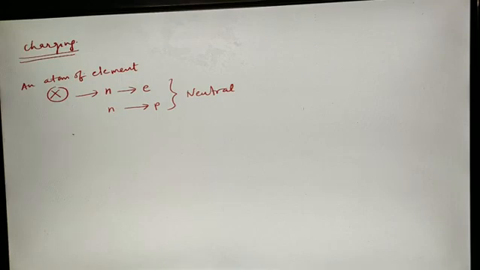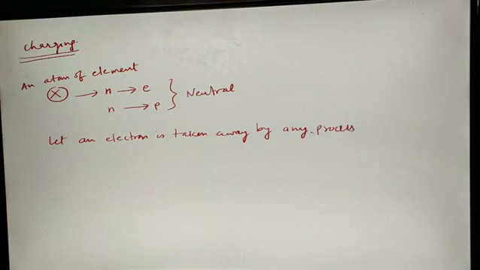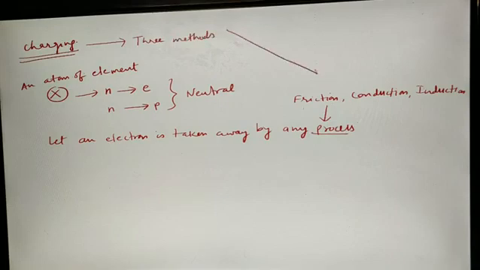So let us say an electron is taken away by any process. This process is actually the process of charging. We will be doing this by friction, by conduction, or by induction. There are three methods. So let us say an electron is taken away by any process, maybe friction, conduction, or induction. I will be discussing these processes after this.